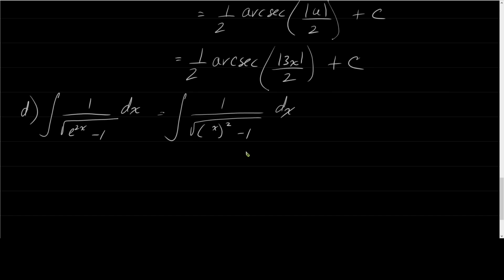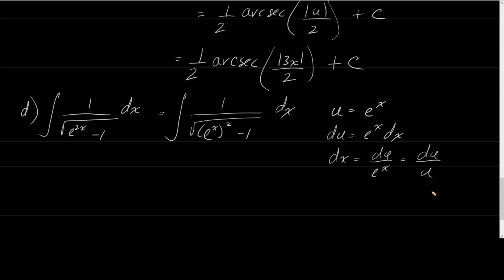All right, so let's continue manipulating this. So in here, I'm going to say, well, u would have to be e to the x, right? To have that function minus a number pattern. So du would be e to the x dx. So therefore, dx would be du over e to the x. But e to the x was just u, so it's really du over u.